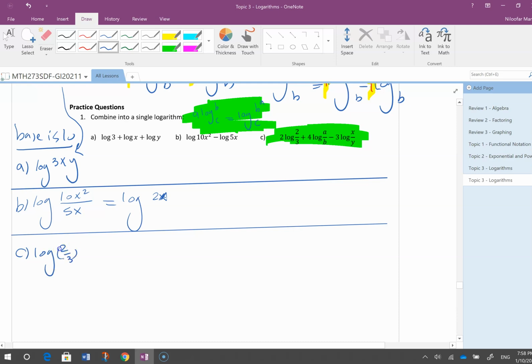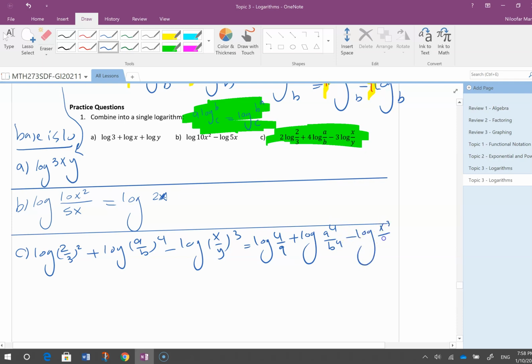logarithm 2/3 squared plus logarithm A over B power 4 minus logarithm x over y power 3, which is logarithm 4/9 plus logarithm A power 4 over B power 4 minus logarithm x cubed over y cubed. Okay, so I multiply for the first one and second one. I divide for the last one because that's subtraction. Okay, so that's 4. My handwriting, I know it's very bad.